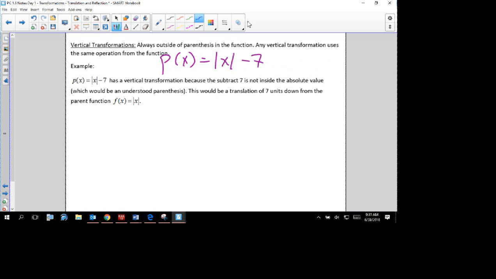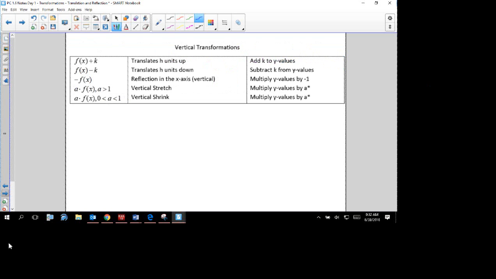So my parent function is just absolute value of x. Is that take away 7 inside of the absolute value or outside of the function? Outside of that function. So this would be a vertical translation. And vertical ones are nice because their sign or their operation is exactly the same. Horizontal is opposite, but vertical is exactly the same.